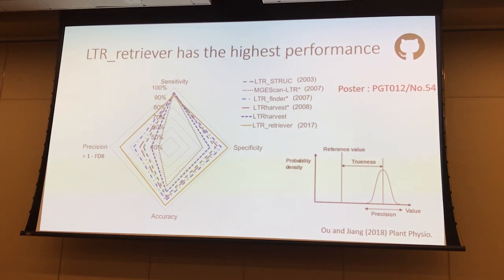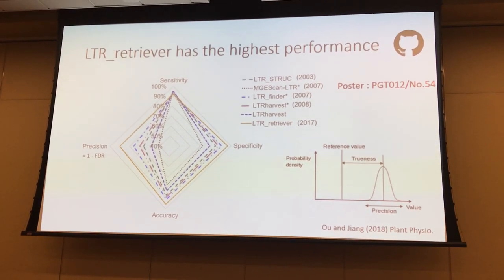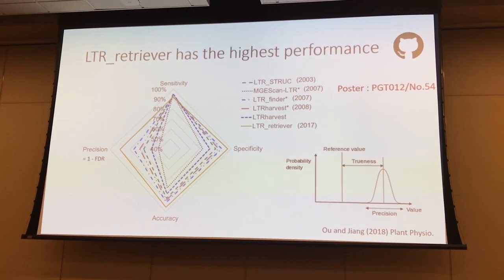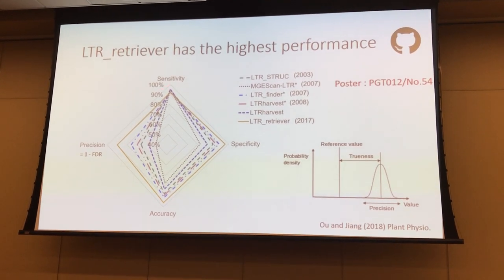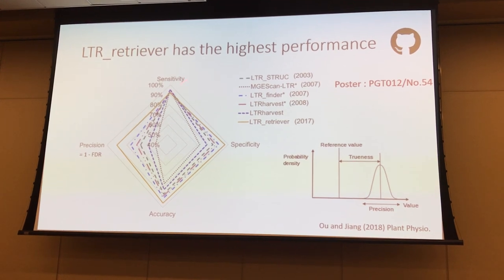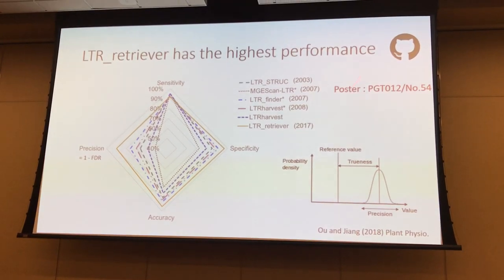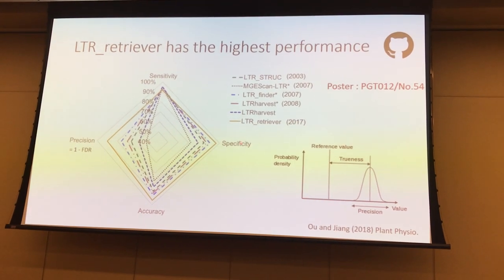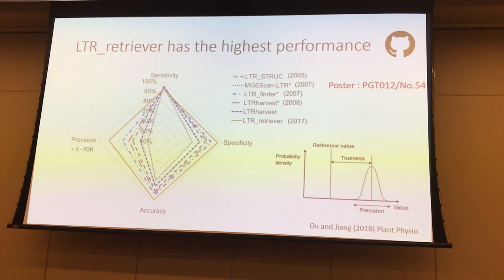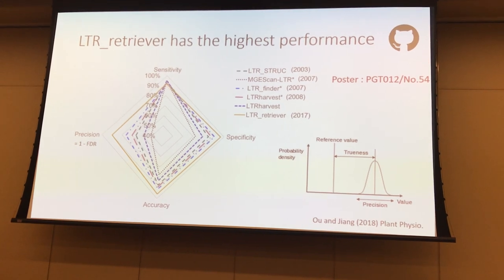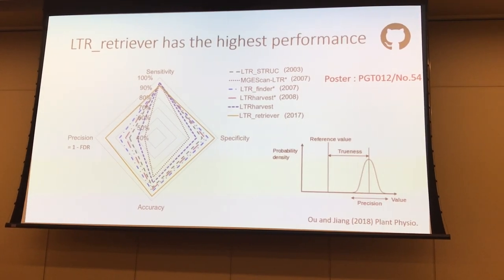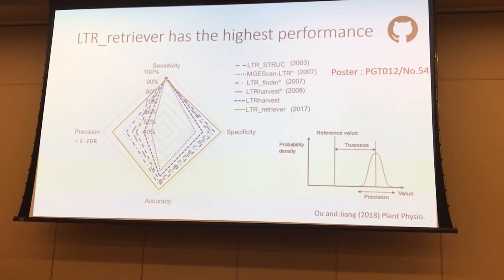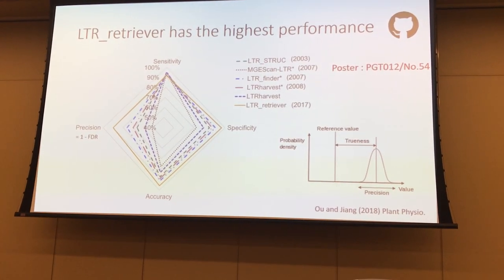It was published earlier this year. It uses a more accurate structural definition to identify LTRs more accurately without sacrificing sensitivity. As you can see here, it's also above 90% compared to the other methods. The specificity, accuracy, and precision of LTR_retriever are all above 90%, which means the quality of this prediction is really, really high. And you can check out my poster or my paper afterwards.